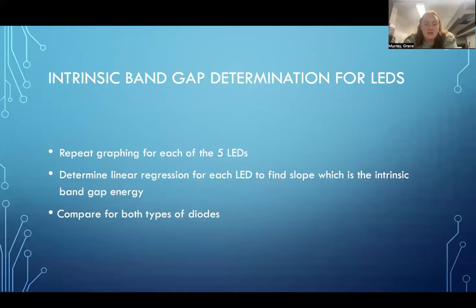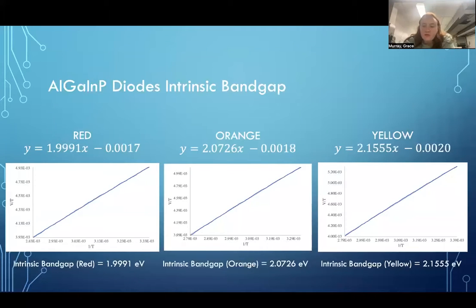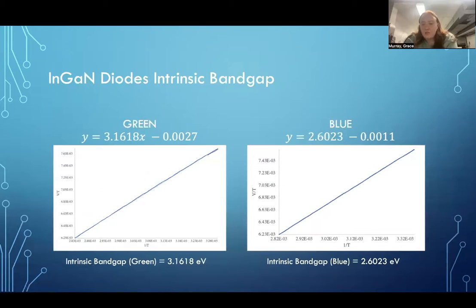This same process was recreated for each of the 5 LEDs. So for the first 3 LEDs made of aluminum and gallium, the same analysis was created and run to determine the intrinsic band gap energy. The intrinsic band gap energy increased as the emitted wavelength decreased, as red had the smallest intrinsic band gap and yellow had the largest. For the indium gallium LEDs, green was found to have a larger band gap energy than blue.